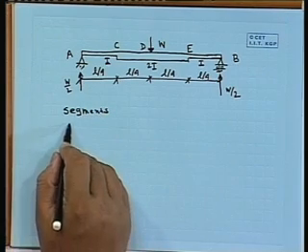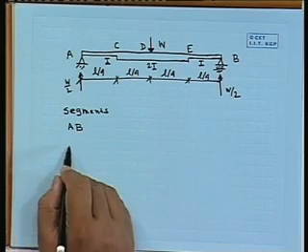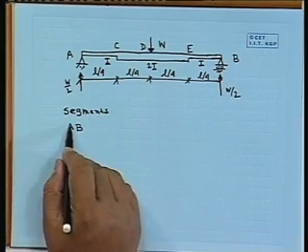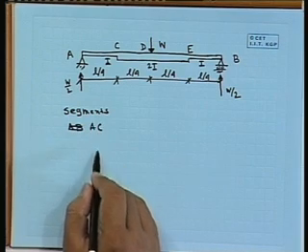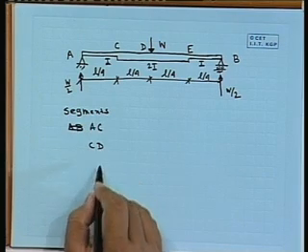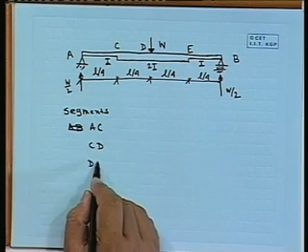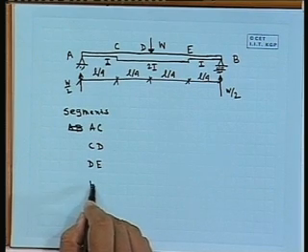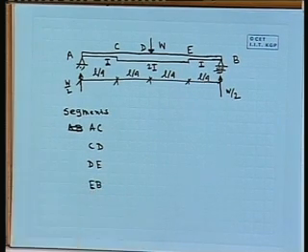So, first is segment AB, not AB, B is at that end, it is AC, then CD, then DE and then EB, right.